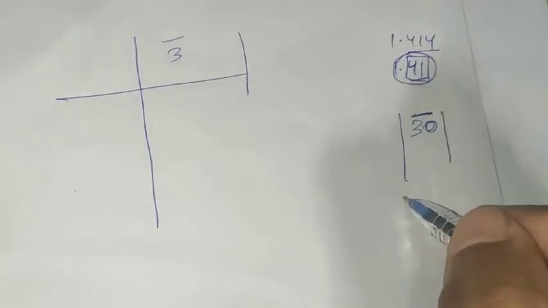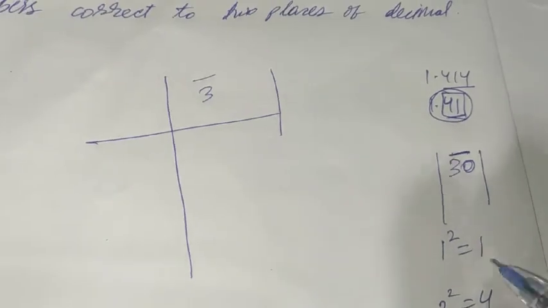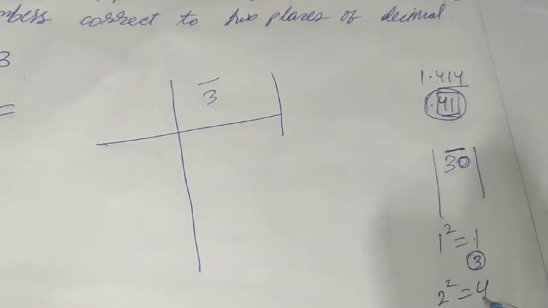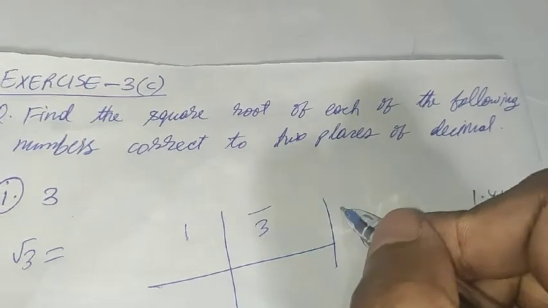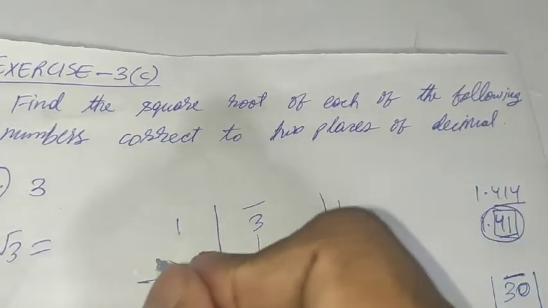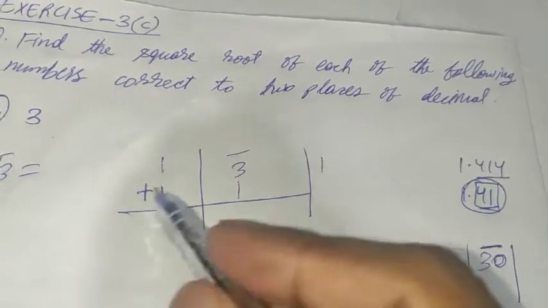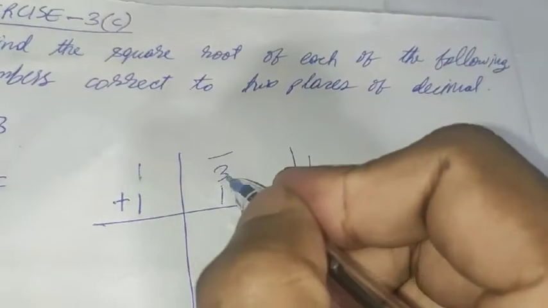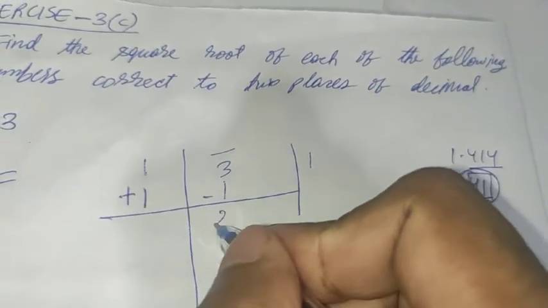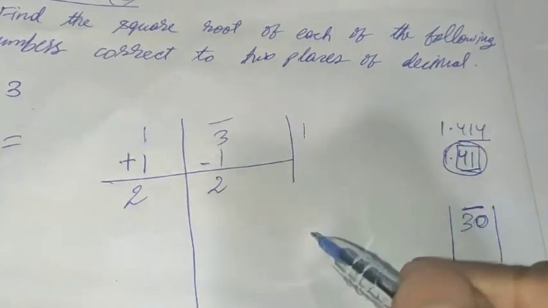So the nearest perfect square: 1 square is equal to 1, 2 square is equal to 4. That means 3 lies between 1 and 4, right? But we will take the smaller one. So 1 plus 1. This is our question and this is our divisor. Now subtract it. 3 minus 1 is 2. Add this one, 1 plus 1, 2.